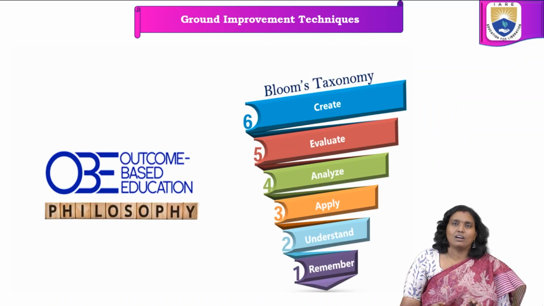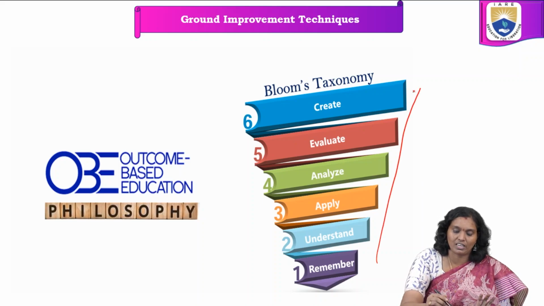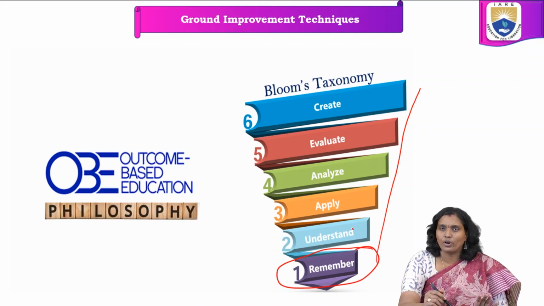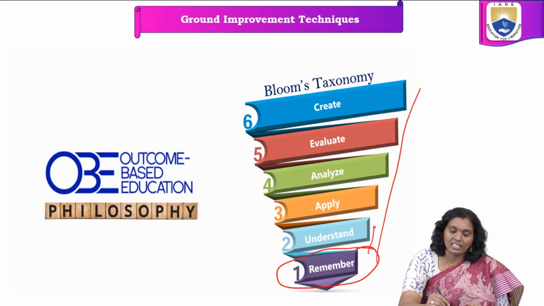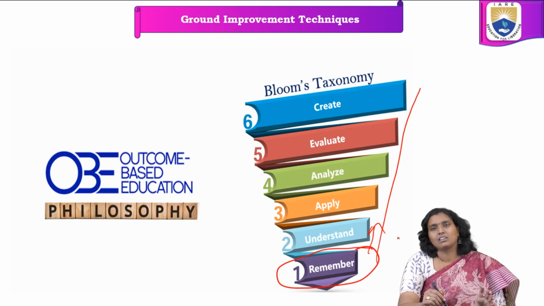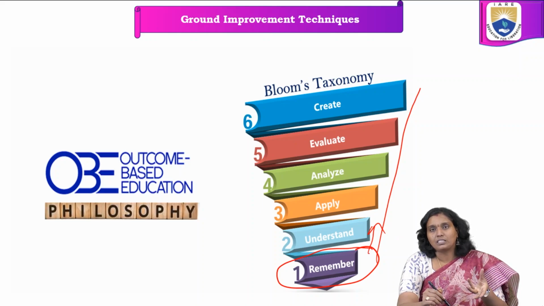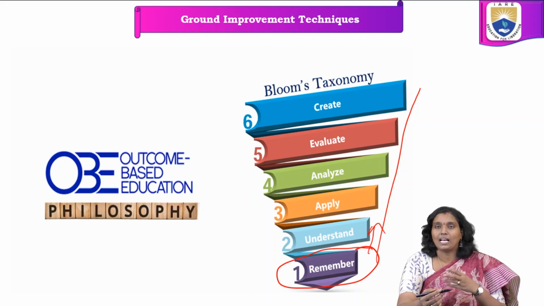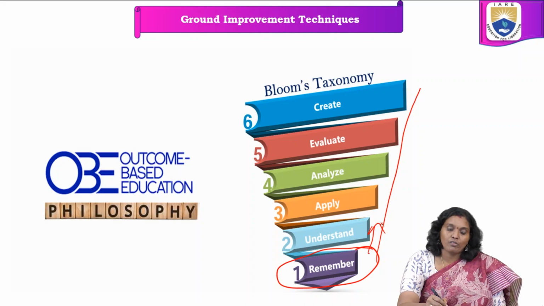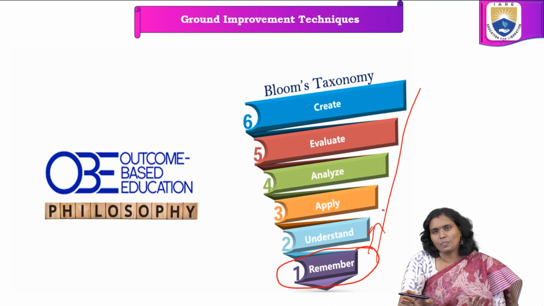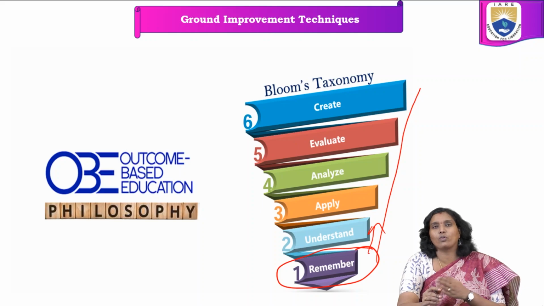So here, the OBE, outcome based education, comes under these 6 steps. The first one is remember. We are going to remember the things. And next one is understand. For understand, based on the terminology, we are going to understand the particular terminology as per the subject. And once we understand the things, now we are going to apply what we understand, whether it may be a technique or a principle.